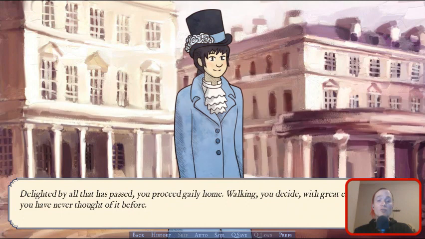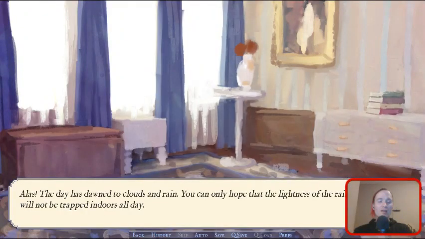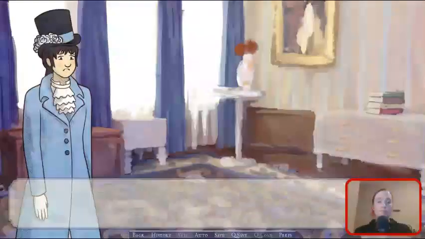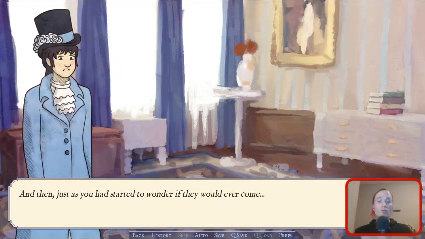Delighted by all that has passed, you proceed gaily home, walking, you decide, with great elasticity, though you have never thought of it before. Alas, the day has dawned to clouds and rain. You can only hope that the lightness of the rain means that you will not be trapped indoors all day. And then, just as you had started to wonder if they would ever come.